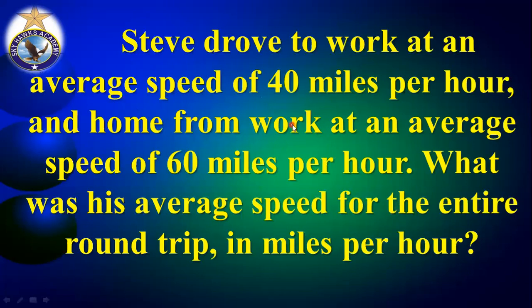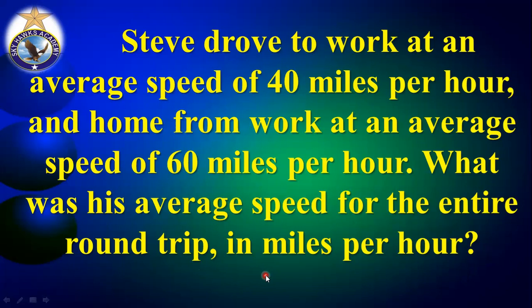Here is the example. Steve drove to work at an average speed of 40 miles per hour. So this may be the busy hour when he is going to his office. This is speed 1, 40 miles per hour. And home from work, that may be the empty roads, at an average speed of 60 miles per hour. That is speed 2. What was his average speed for the entire round trip in miles per hour?